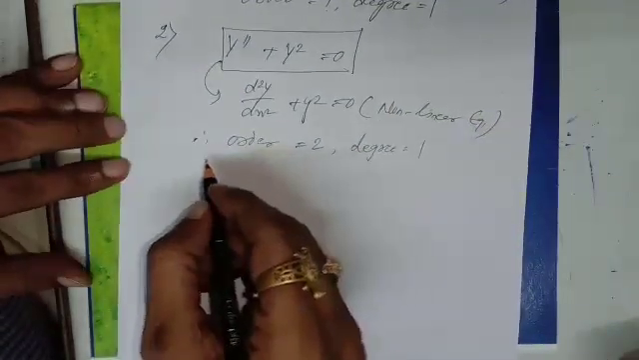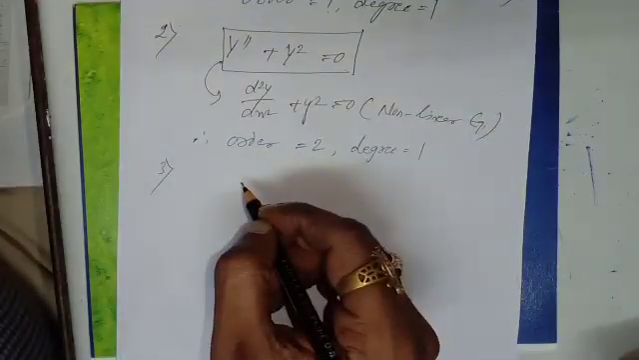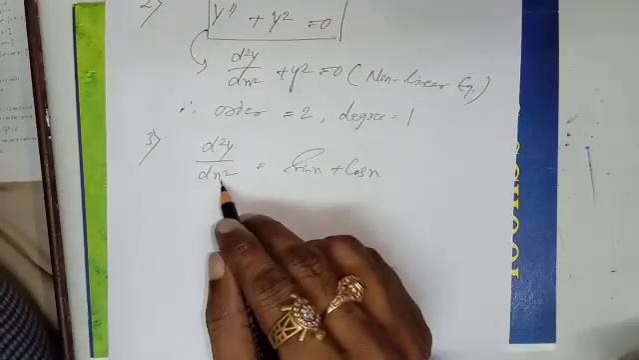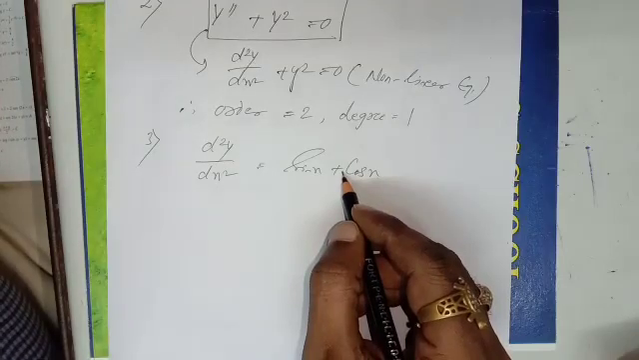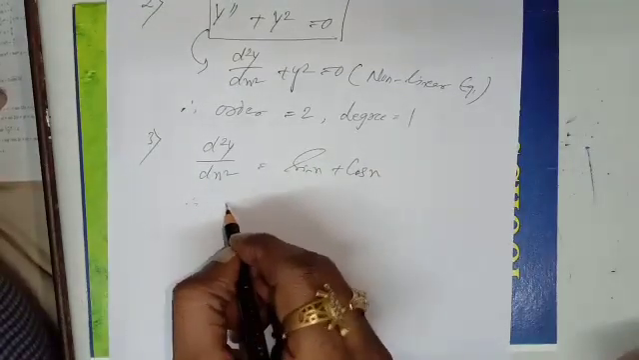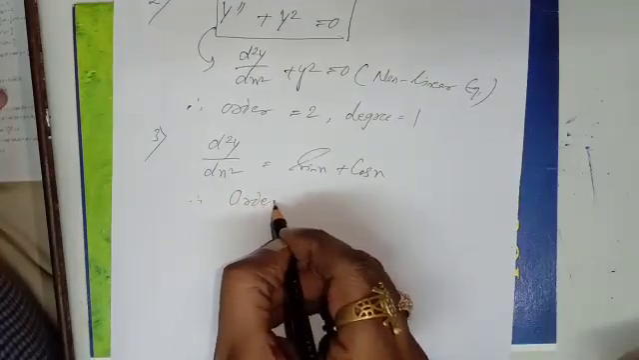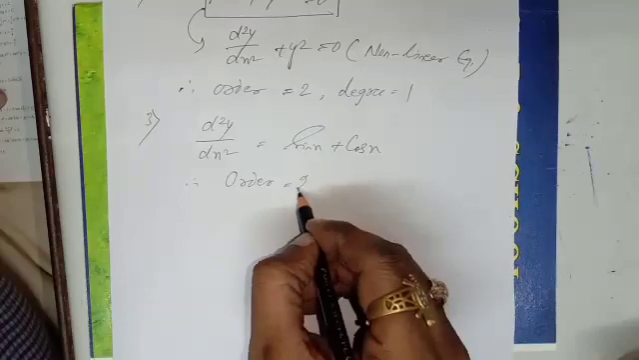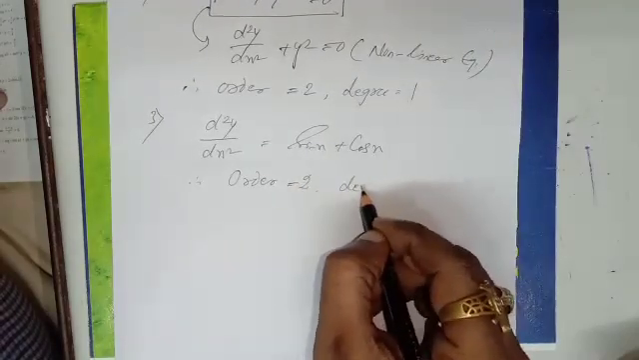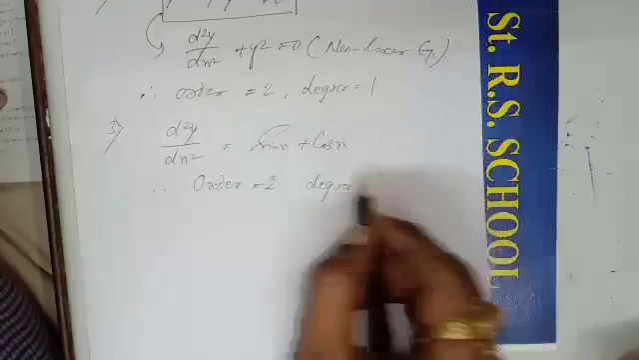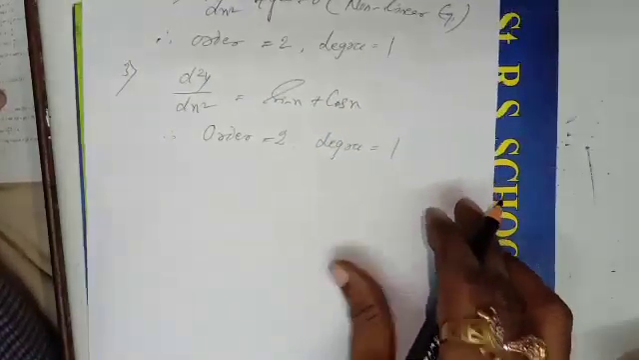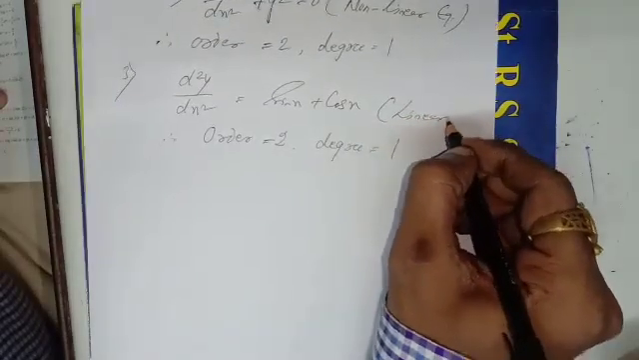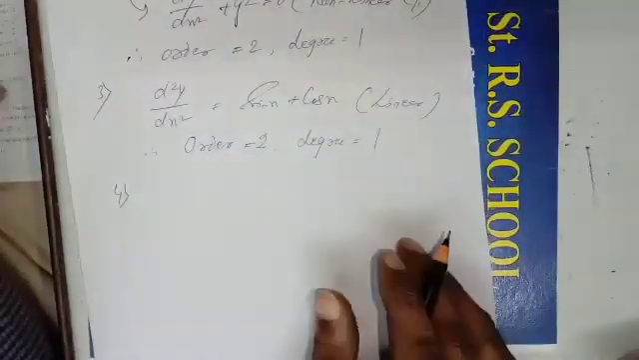Let us take the next question, number 3. Next question: d square y by dx square is equal to sin x plus cos x. What is the order? The second order derivative, so the order is 2. And the degree is 1. Is it linear or not? Linear differential equation. Let us go to the next question.